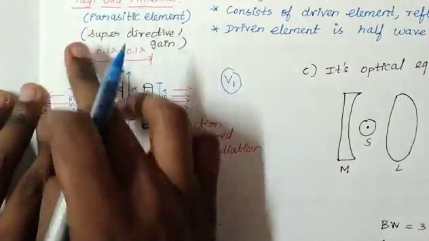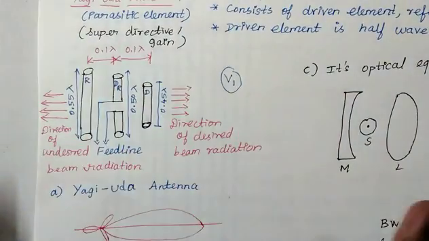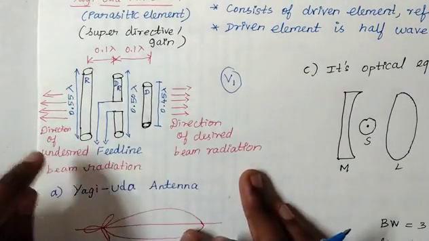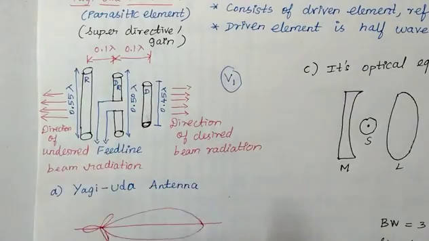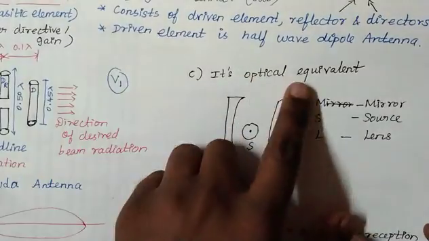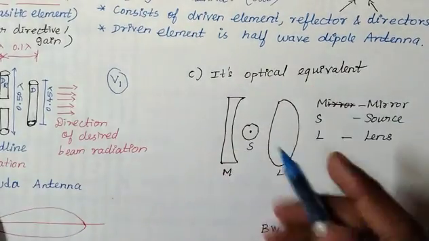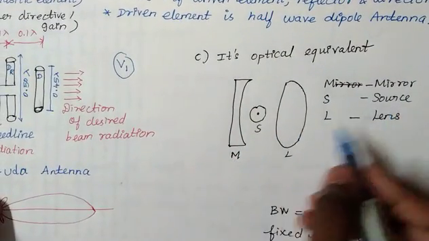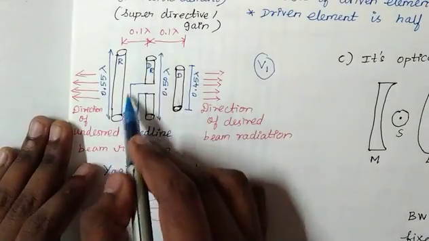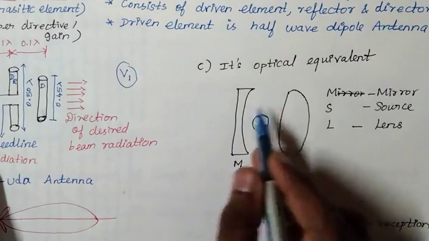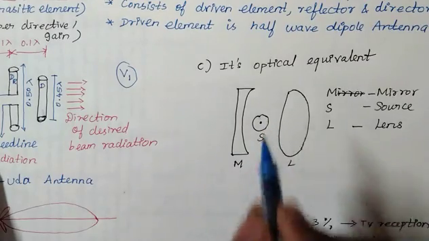What are the parasitic elements over here? The driven element will not be a parasitic element. The parasitic elements will be only the reflector or the director. The next is its optical equivalent. In the optical equivalent, M means mirror, S means source and L means lens. We are giving input at the center, so the source is located at the center. Source is nothing but the point where we give the input.